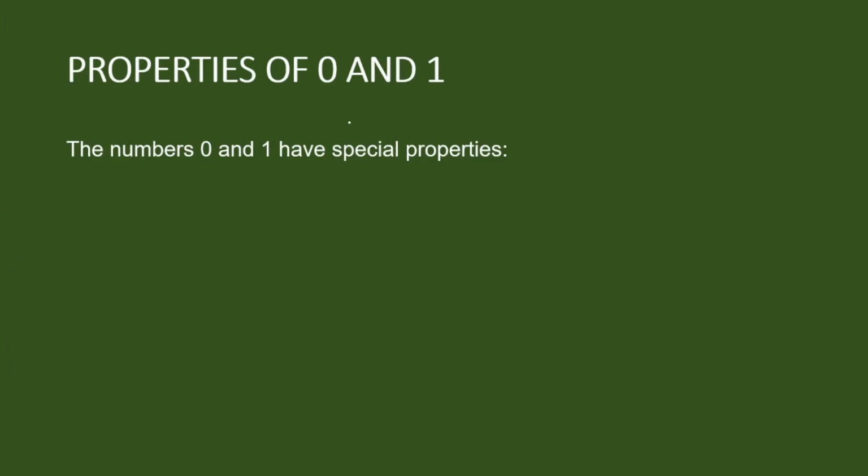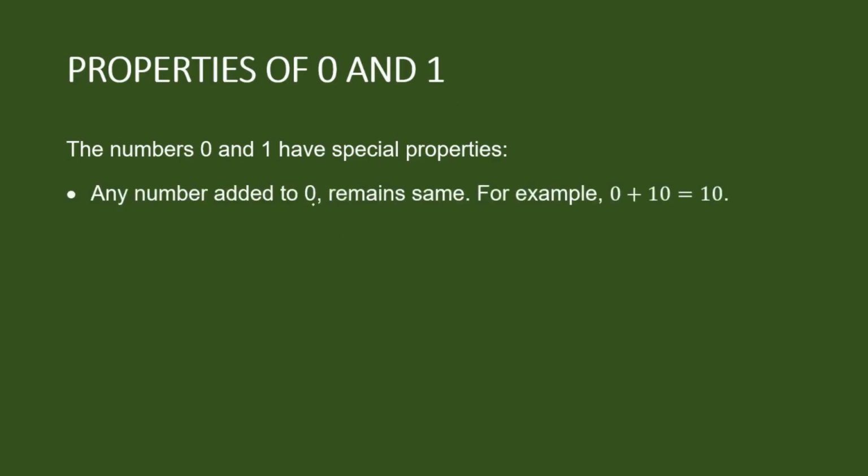Let's discuss the properties of 0 and 1. The numbers 0 and 1 have special properties. Let's discuss those properties. Any number added to 0 remains the same. For example, 0 plus 10 is 10. So any number added to 0 will just remain the same, right?